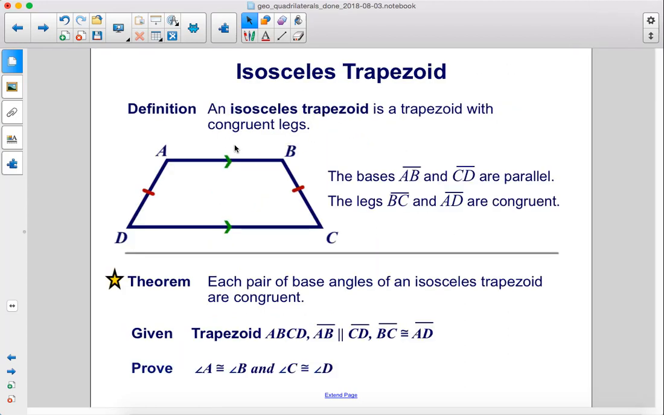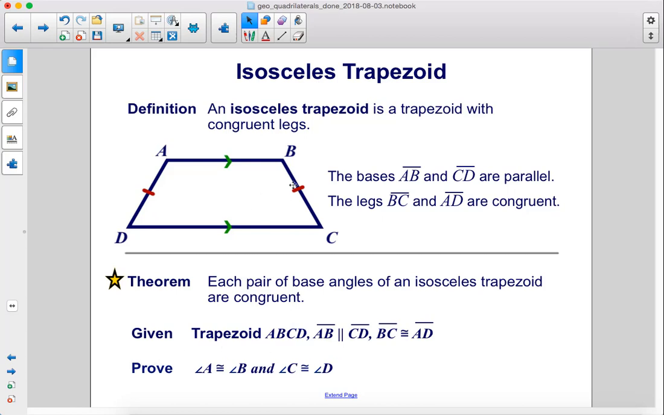An isosceles trapezoid is a trapezoid with congruent legs. The bases AB and CD are parallel. The legs BC and AD are congruent. Theorem: each pair of base angles of an isosceles trapezoid are congruent.